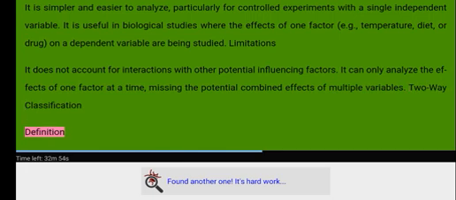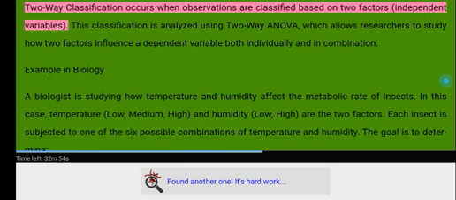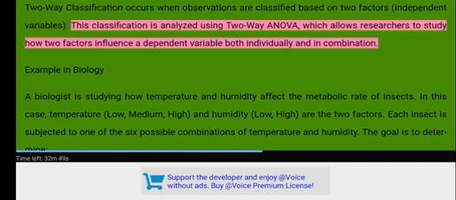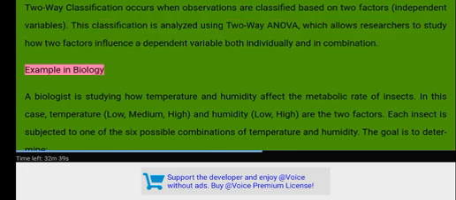Two-way classification. Definition. Two-way classification occurs when observations are classified based on two factors, independent variables. This classification is analyzed using two-way ANOVA, which allows researchers to study how two factors influence a dependent variable both individually and in combination.